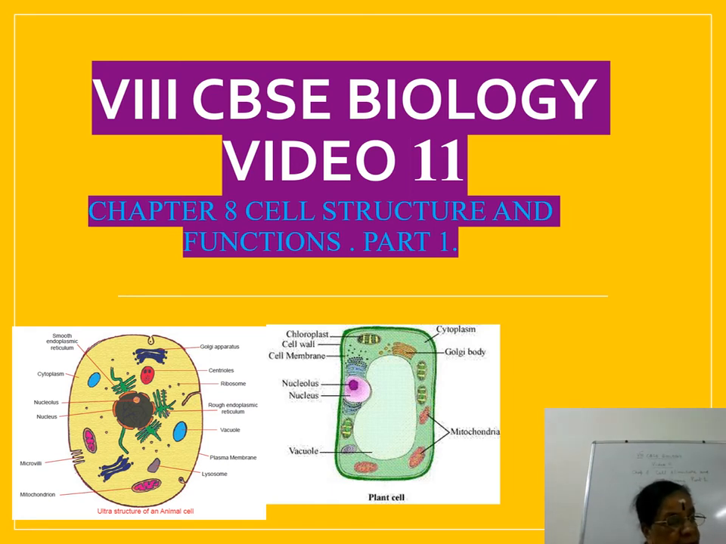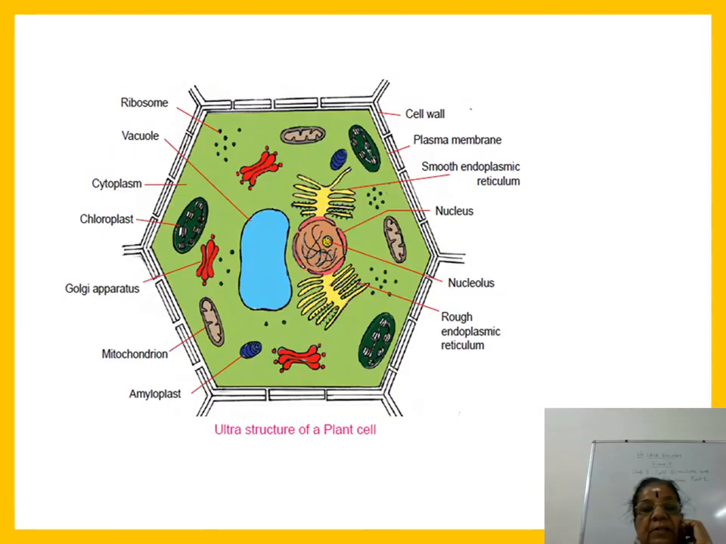Then it was Anton von Leeuwenhoek who was the first person to observe the structure of bacteria, protozoa, RBC, etc. So what you are seeing is a plant cell and an animal cell. We are going to study in detail the structure of the plant cell and animal cell. Okay, so now we'll just continue. Now this is the ultrastructure of a plant cell.